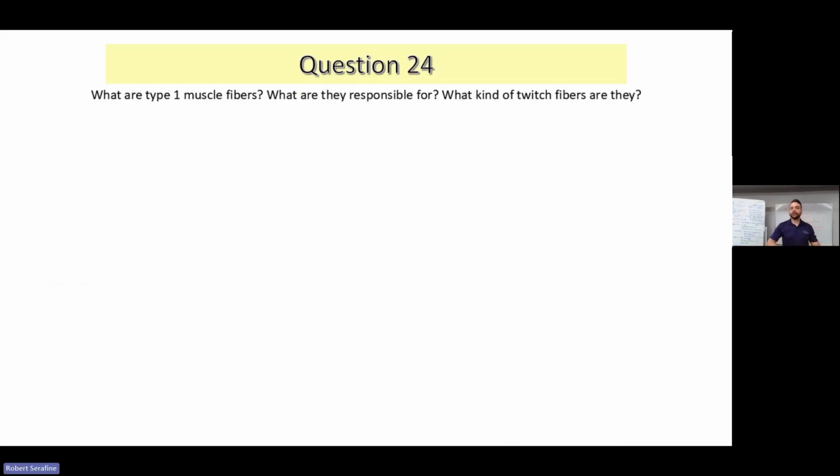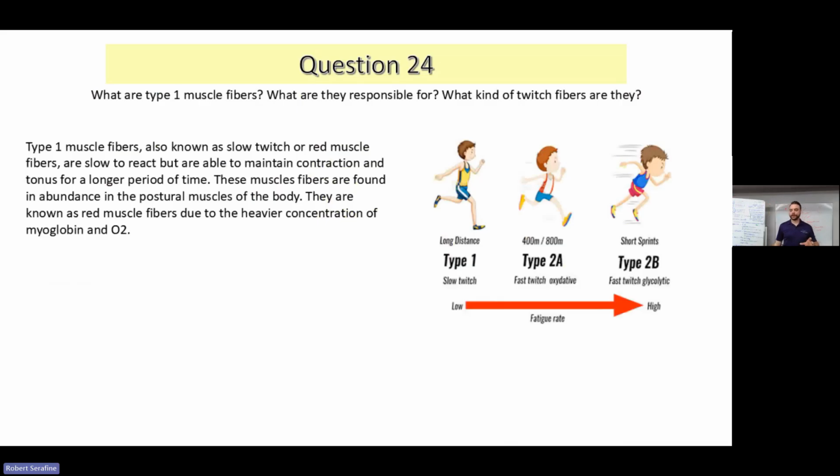So, muscle fiber types. Now, there are lots of muscle fibers in a single muscle, and those fibers themselves can be differentiated for specific roles. In the generic classification, we have two types of muscle fibers, type 1 and type 2. So type 1 muscle fibers, what are they responsible for, and what kind of twitch fibers are they? Well, type 1 muscle fibers are known as red muscle fibers or slow twitch muscle fibers.